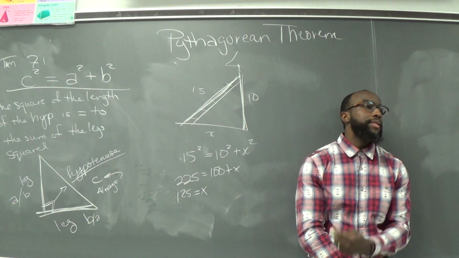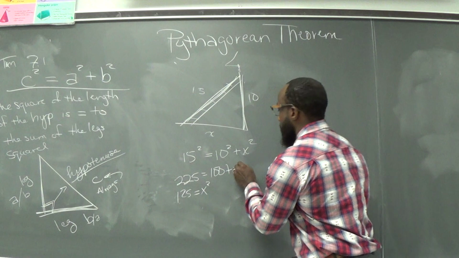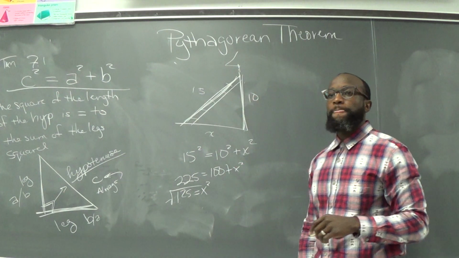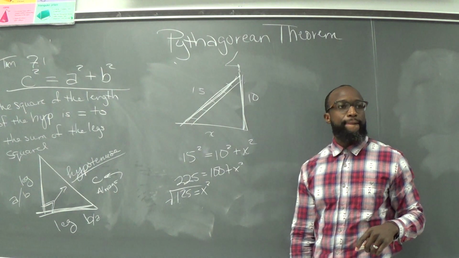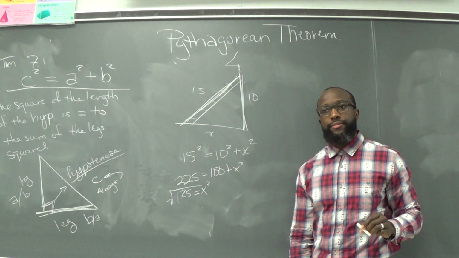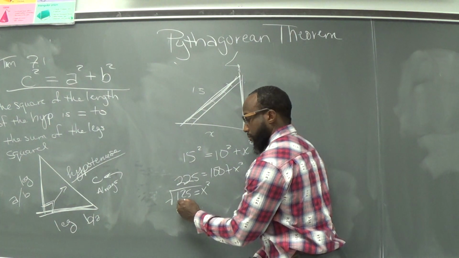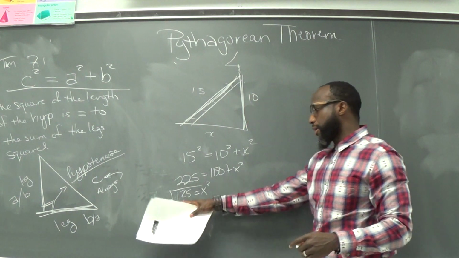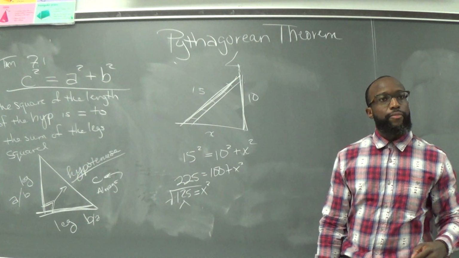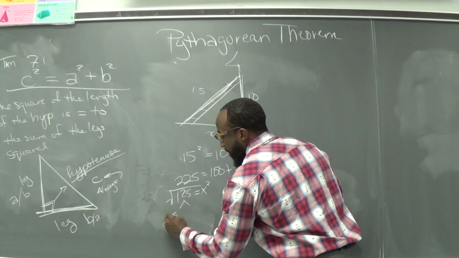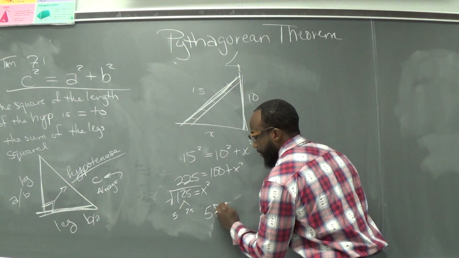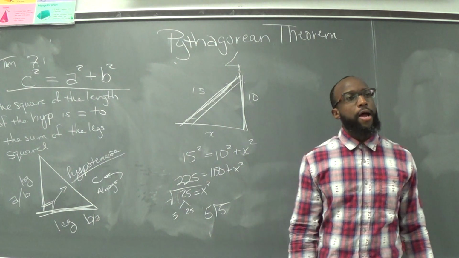Can somebody give me this answer in simplest radical form? What's the square root of 125 in simplest radical form? 125 is how many 25s? This one is 5 times 25. It's 5 square root 5. Very good. 5 root 5.